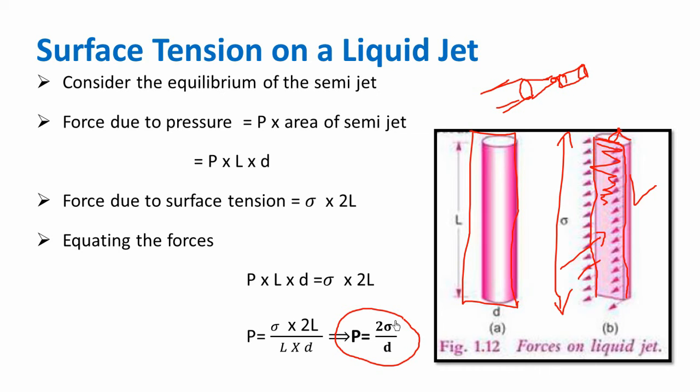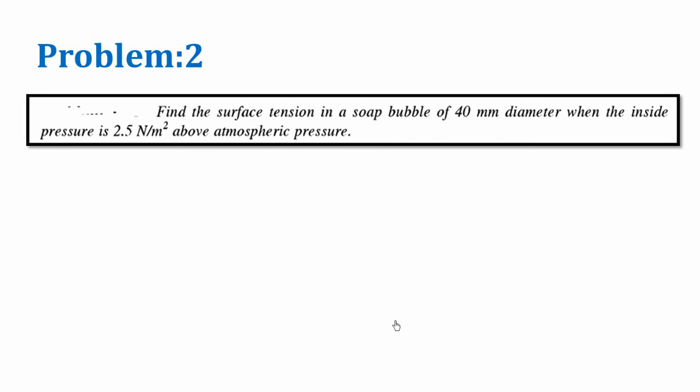So these are the expressions we obtained for the surface tension on a liquid droplet, a soap bubble and a liquid jet. Then we'll come to problem 2. Here we need to find the surface tension in a soap bubble of 40 mm diameter when the inside pressure is 2.5 Newton per meter square above the atmospheric pressure. That means it is a gauge pressure. So here we need to find the sigma value for the soap bubble.